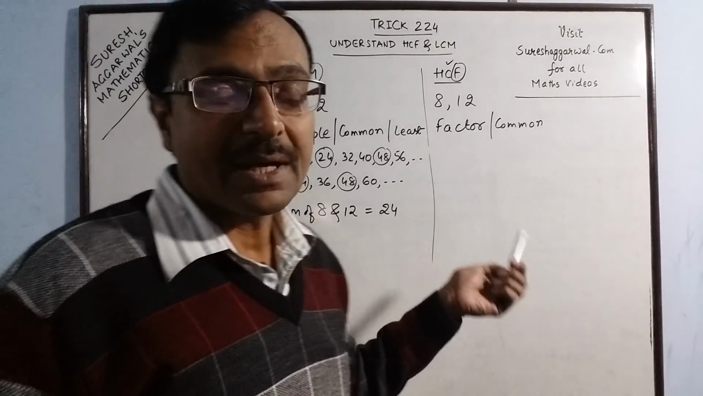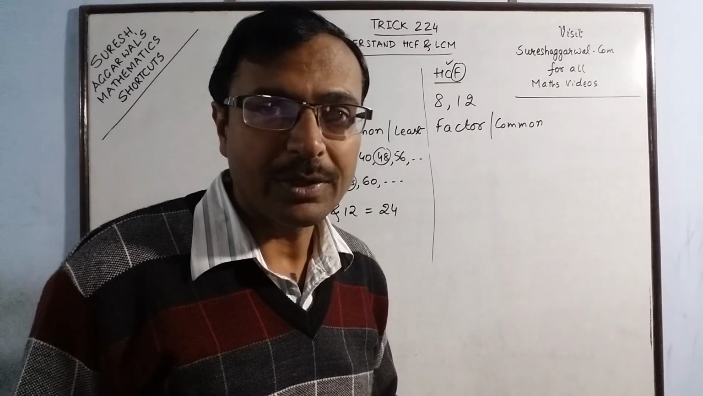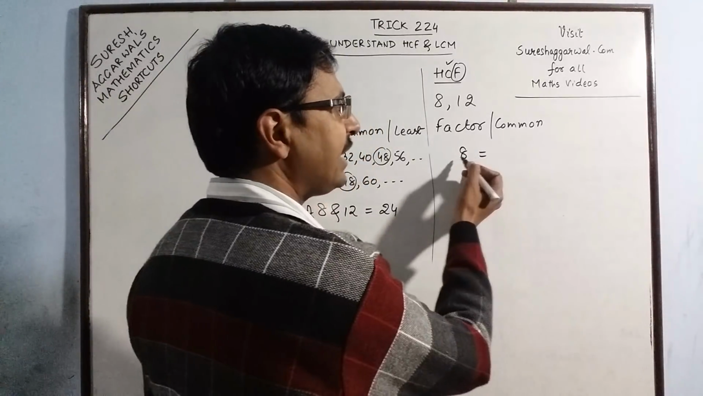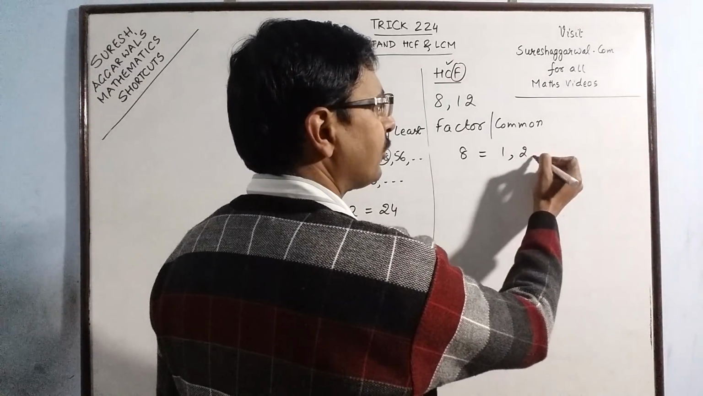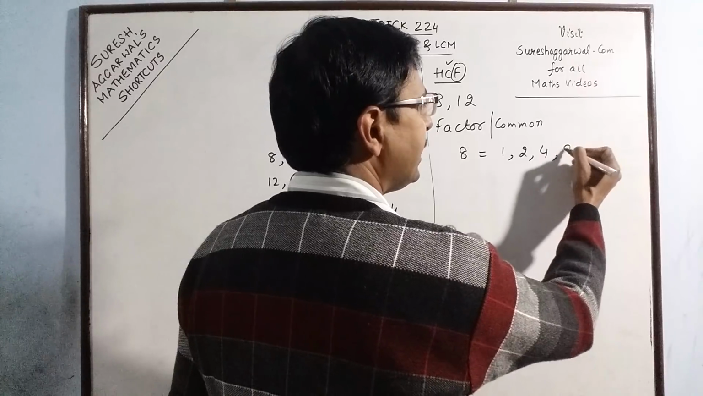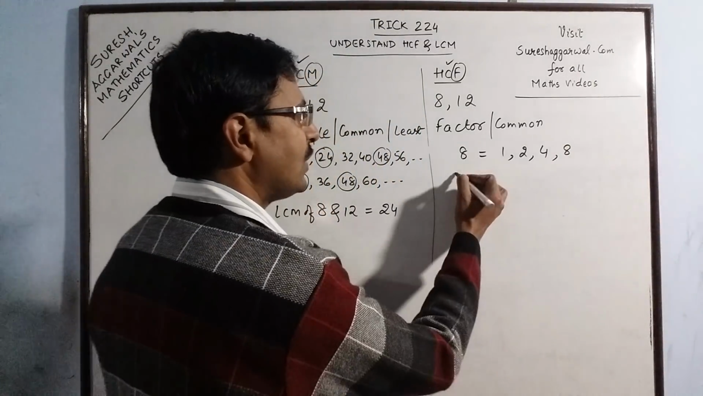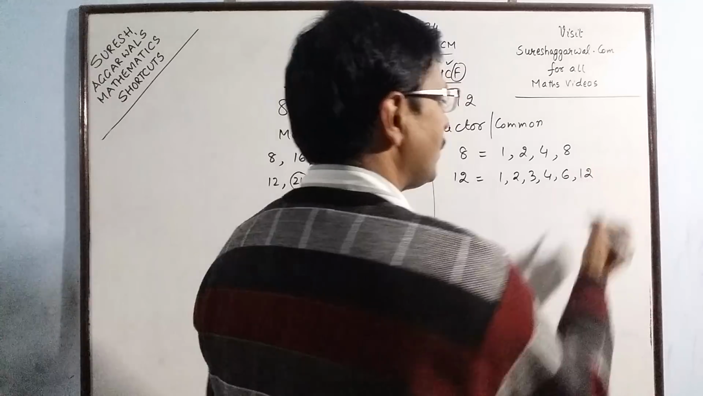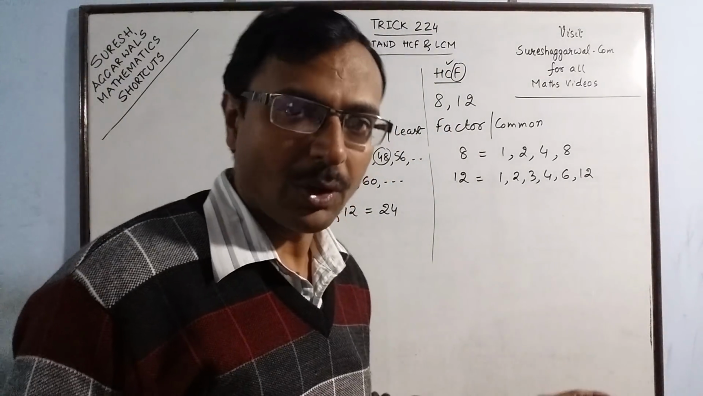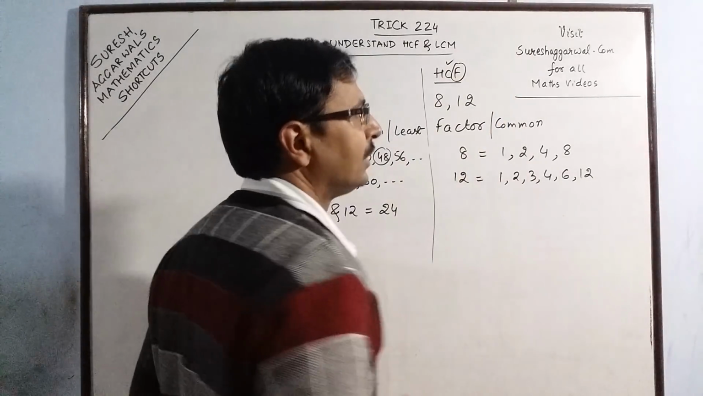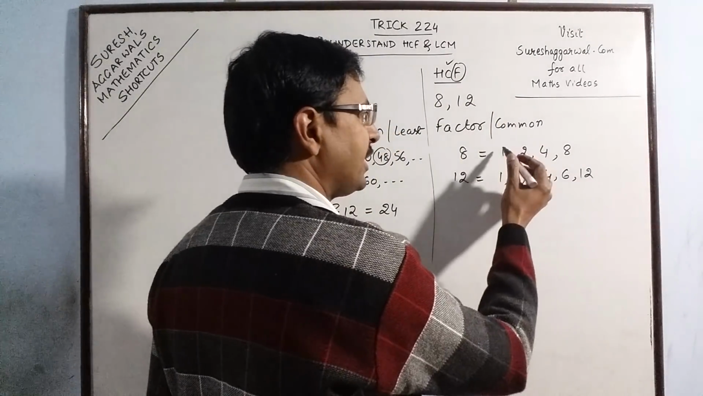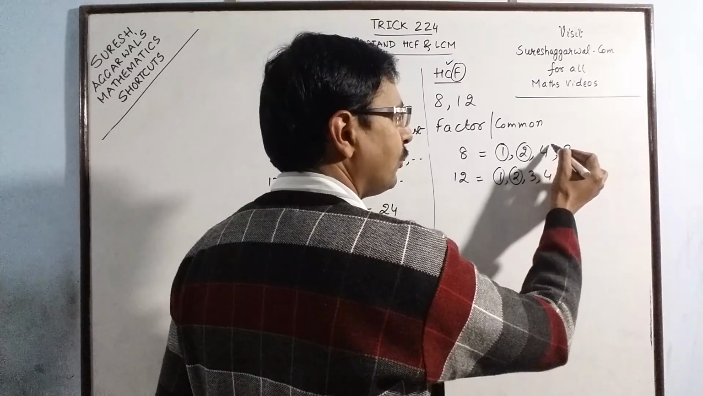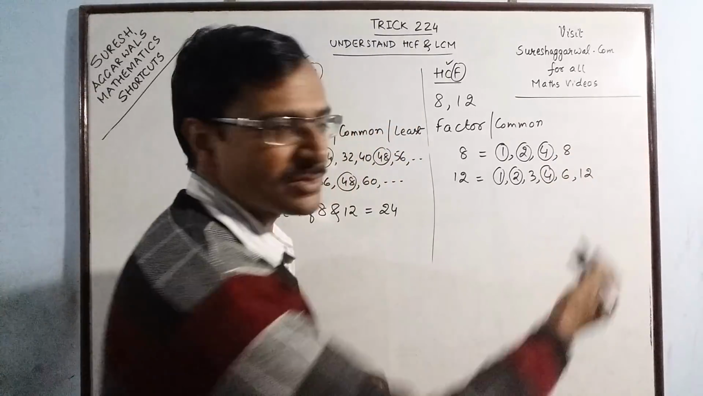Likewise, if you want to understand the highest common factor, you can do it in a similar fashion. Now see, I am writing the factors of 8. 8 comes in the table of 1, in the table of 2, in the table of 4, and in the table of 8. 12 comes in the table of 1, 2, 3, 4, 6 and 12. Now I have written all the factors of both the numbers. So F is done. Now come to the common part. What is common in this? See, 1 is common, 2 is common, 4 is common, and nothing else is common.